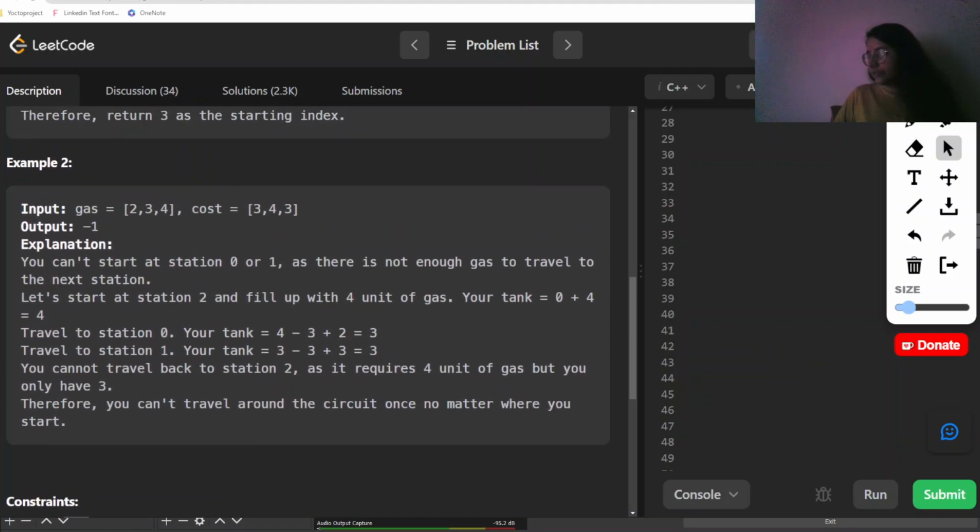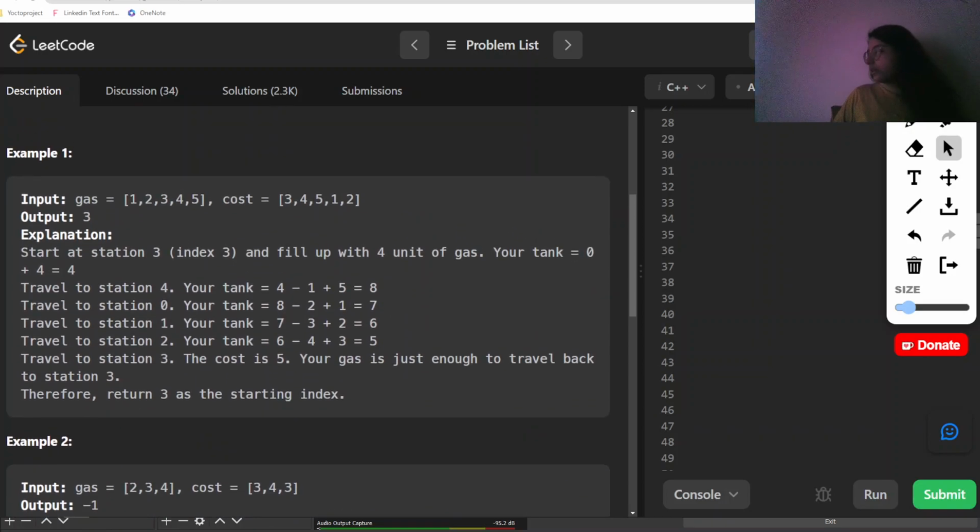Here, let us first see this first example. So here, this is the gas array and then the cost array which is being given to us. If we start at station 3, basically the answer here is 3 only. So that's why they are starting with that.